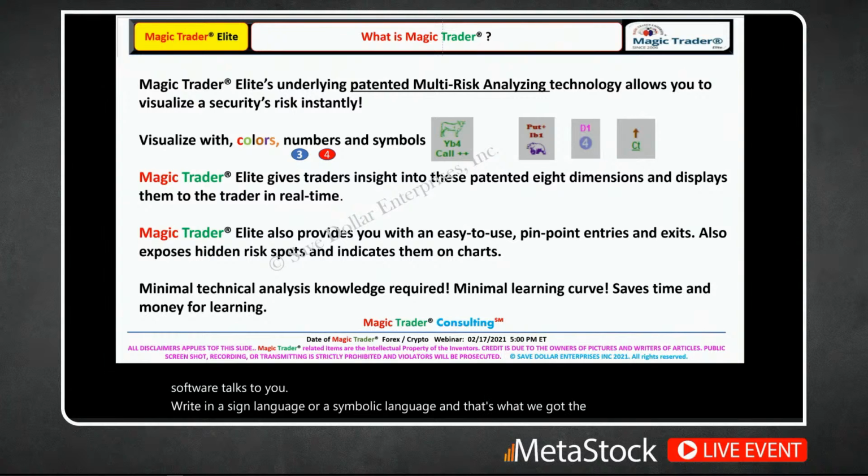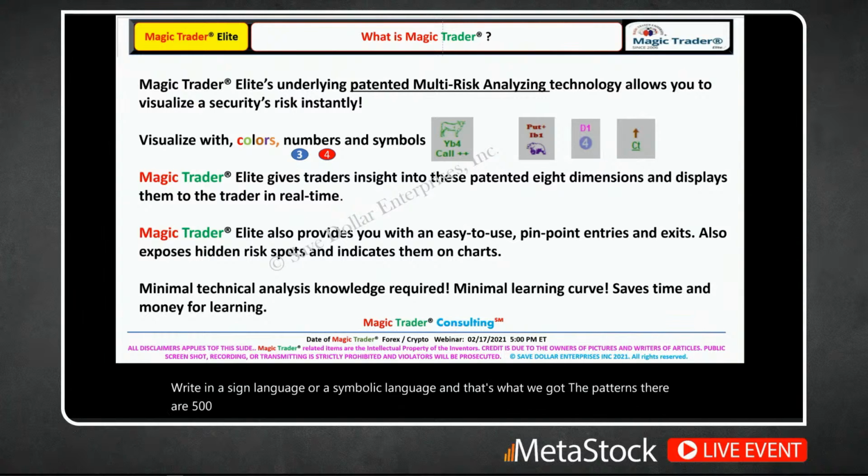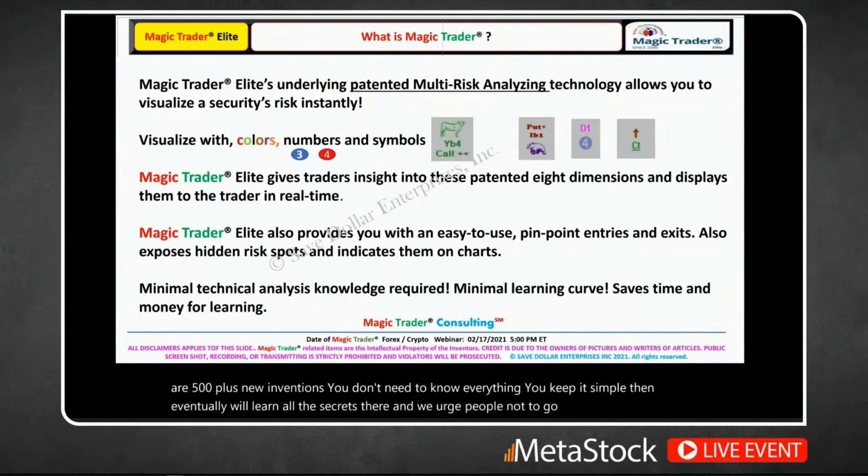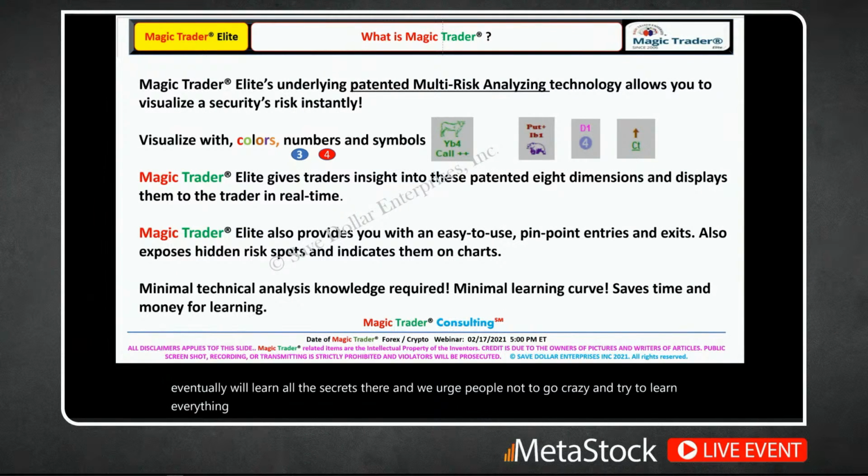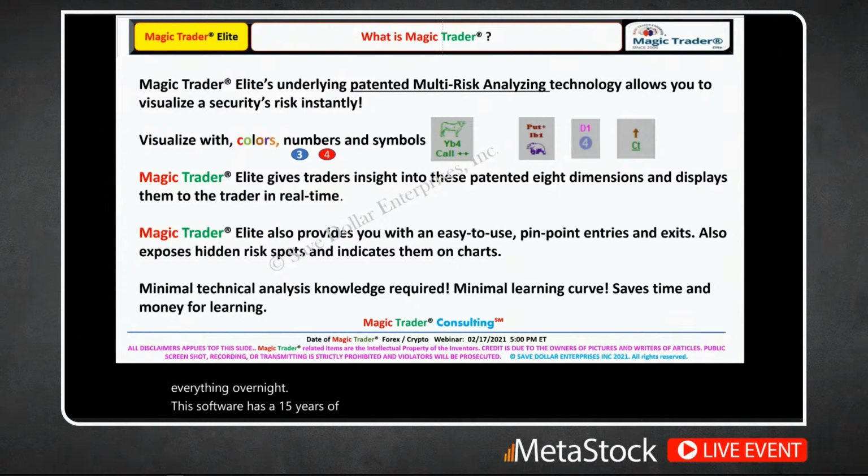There are 500 plus new inventions. You don't need to know everything. You keep it simple, then eventually we'll learn all the secrets there. And we urge people not to go crazy and try to learn everything overnight. This software has 15 years of mileage tested in real time, all right? And it has a lot of evidence all over the place. So you could still stay another 15 years trading with it. So don't try to rush. That's the best I could tell you.